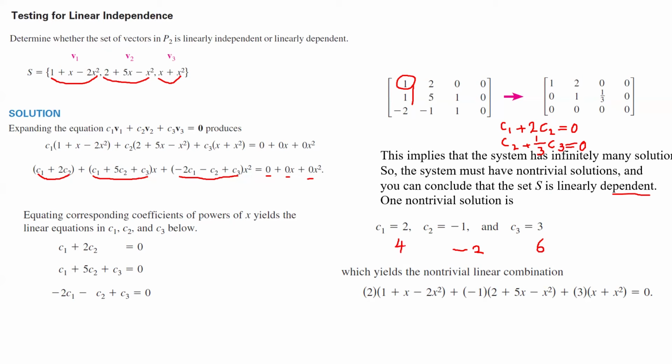So you get another linear combination of V1, V2, V3, which is equal to 0, but these C values are non-zero. So basically you show that they are linearly dependent because you found C values that are non-zero, and you can write a polynomial of degree 2 or less as a linear combination of these. If you form the linear combination of these and set it equal to 0, you can find C values that are non-zero.